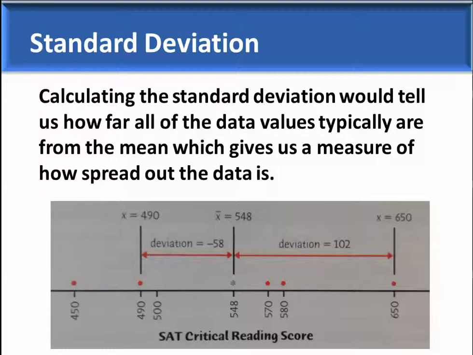So calculating the standard deviation would tell us how far all of the data values typically are from the mean, which gives us a measure of how spread out the data is. If we have a very small standard deviation, it means the data is going to be clustered closely together around the mean. And if we have a large standard deviation, it means it's going to be more spread out. Again, keep in mind that this is all related to symmetrical distributions. So we're using the mean as our measure of center, and the variability that we're looking at is figuring out how close or far away our data values are from the mean.